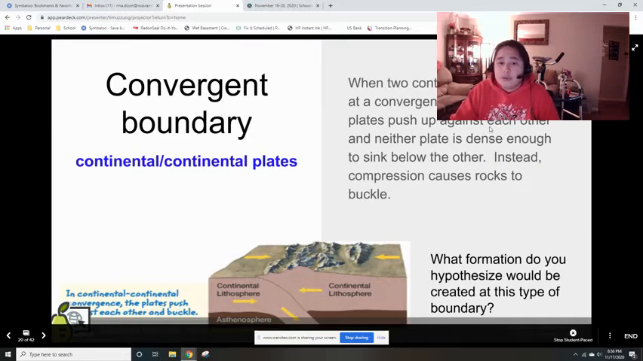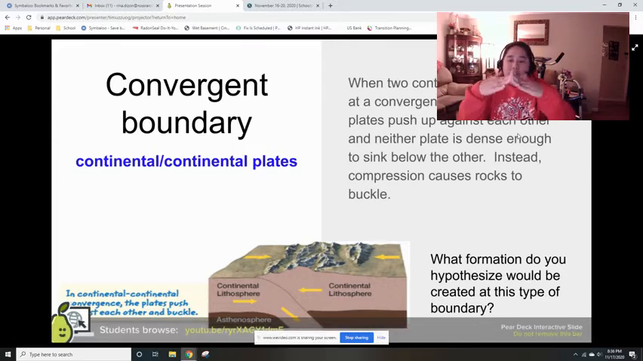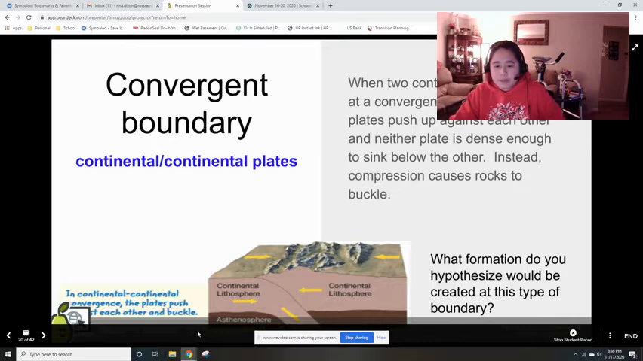You could also have two plates that are continental. Now these will actually meet at a convergent boundary and they'll push up against each other. Because neither is more dense than the other, instead they're going to buckle up. So this is going to create actual mountains. So Mount Everest, the Himalayan mountains, these were actually created this way when two plates run into each other and buckle up. I always imagine like two wrestlers that are of the same weight class and they run into each other and then they push up. That's how I remember this one.